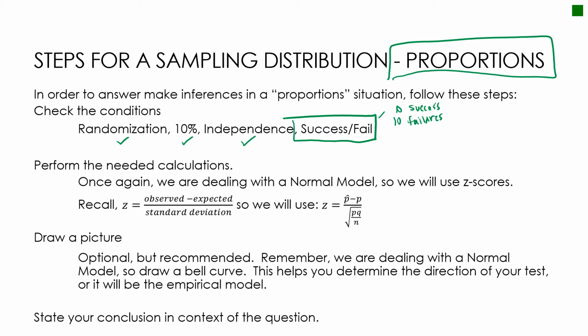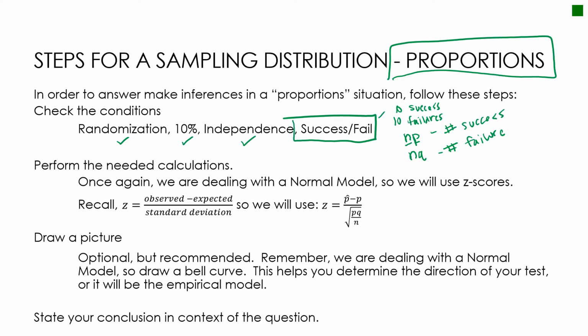And again, how do I know successes and failures? I might have to take N times P and N times Q, and that would give me the number of successes and the number of failures, because again, it's just the number of trials times the percentage of success, or it might just be given to me in the question.